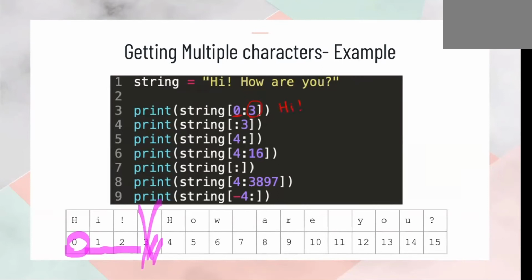So we start from 0, we have 1, we have 2, we go up to 3, but we do not include 3, so HI exclamation mark is going to be part of the string that we'll print. So we have quite literally grabbed a slice of our string. We're grabbing a portion of it. Which brings us to the next line of code. We have colon and then 3.